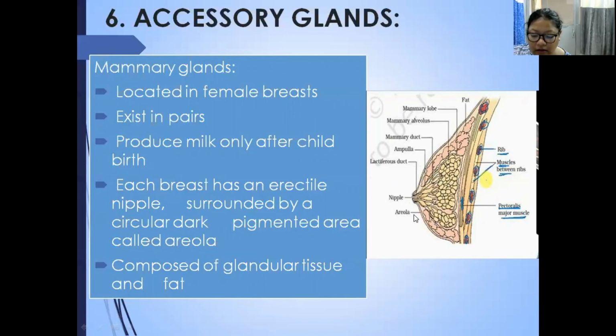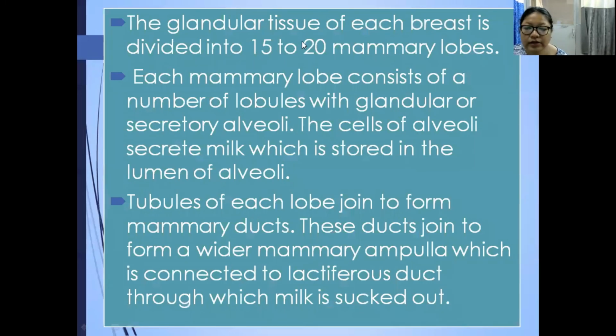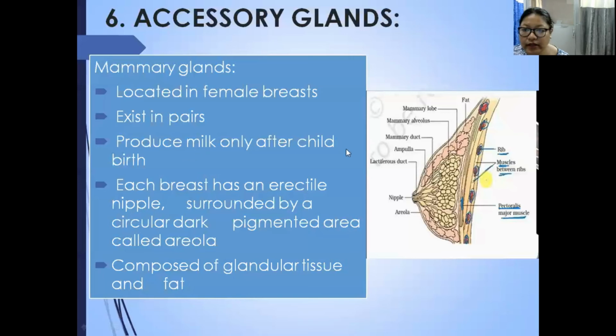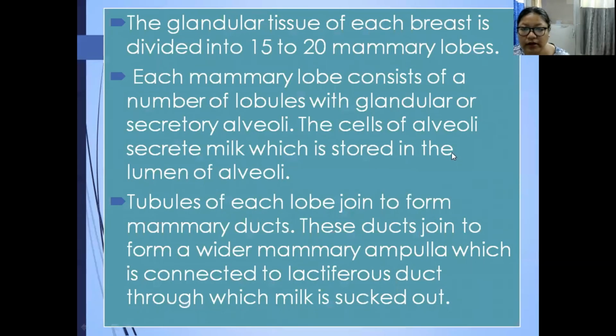The mammary glands are composed of glandular tissue and fat. Here is the fat. And we will see that the glandular tissue of each breast is divided into 15 to 20 mammary lobes. You will find that these glandular tissues are divided into 15 to 20 mammary lobes. These are the lobes. This is the mammary lobe.